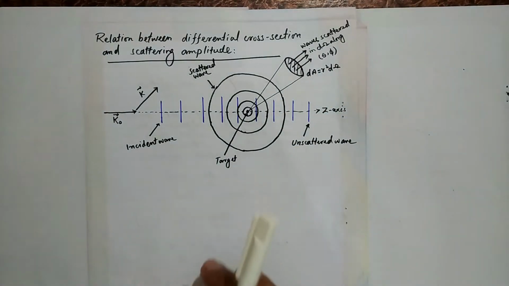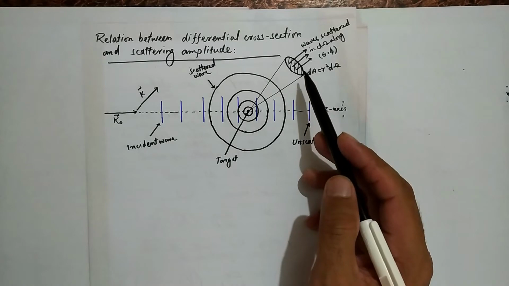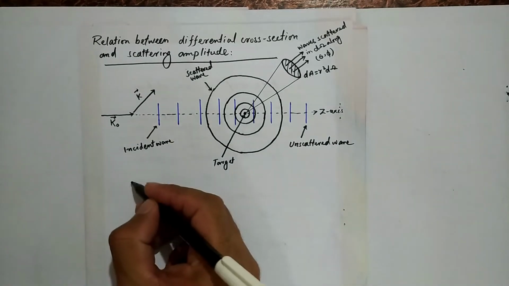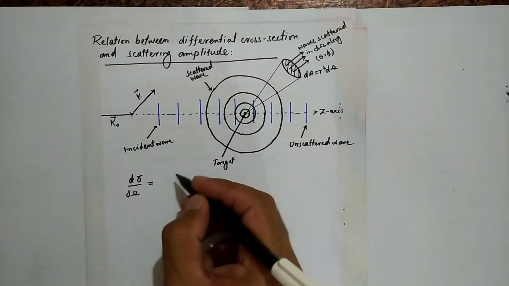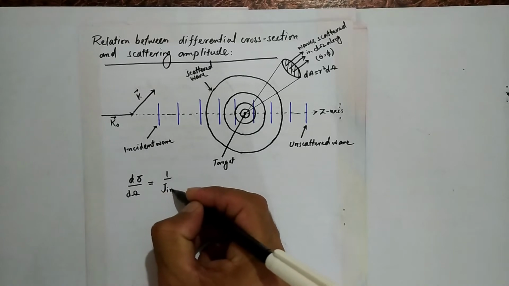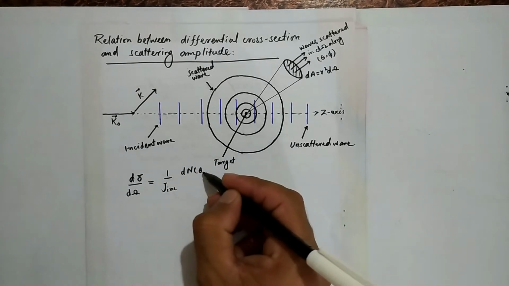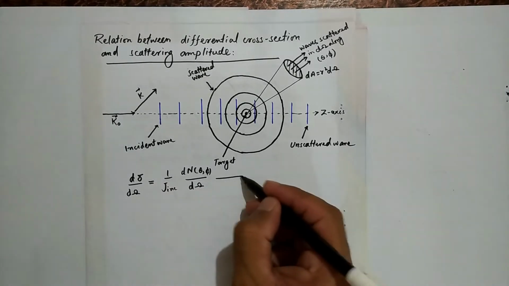In our first lecture at the start of the chapter, we defined the differential cross section as the number of particles scattered into an element of solid angle d omega in the direction of theta phi per unit time and incident flux, and is written as d sigma over d omega, which is equal to 1 upon j incident into dn theta phi over d omega. This is equation number 1.